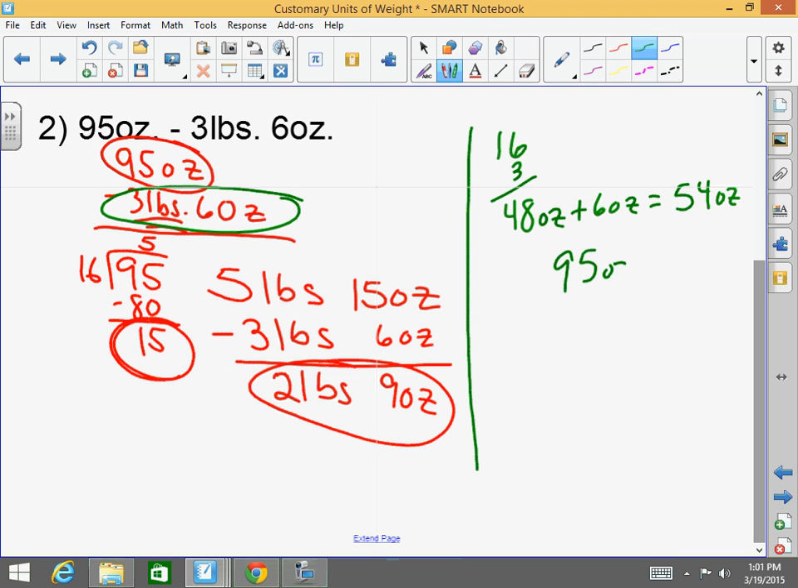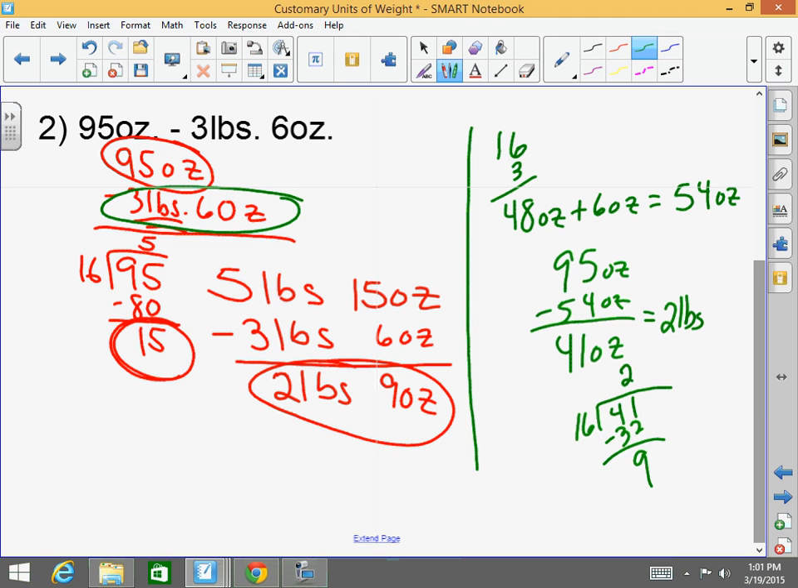95 ounces minus 54 ounces gives me 41 ounces. But that's larger than 16, correct? So I'm going to have to turn this into pounds and ounces. In order to go from ounces to pounds, it's going from small to large, so I'm going to divide. 16 goes into 41 2 times, which is 32, and I've got 9 left over. So this would equal 2 whole pounds and 9 ounces left over.